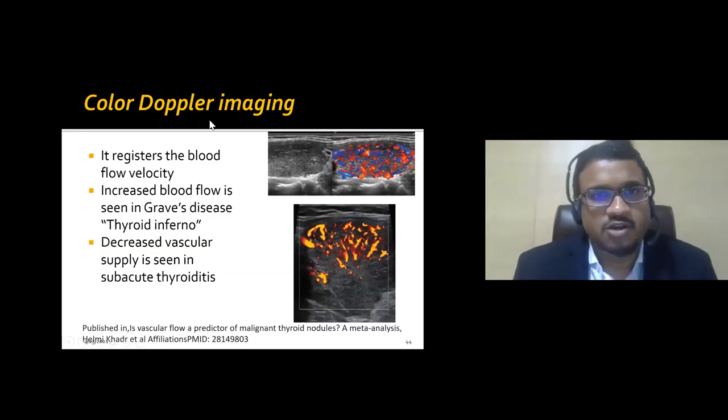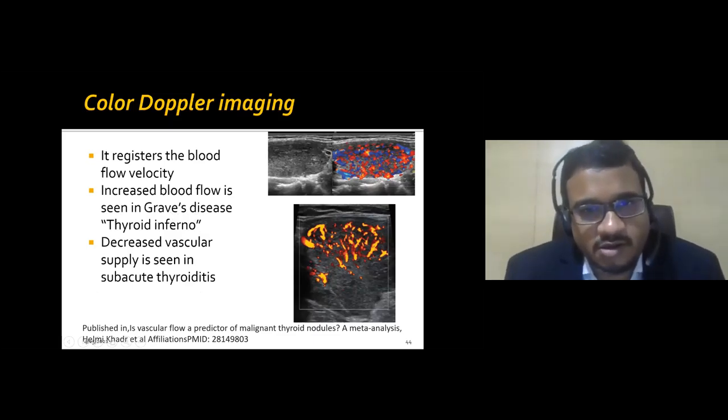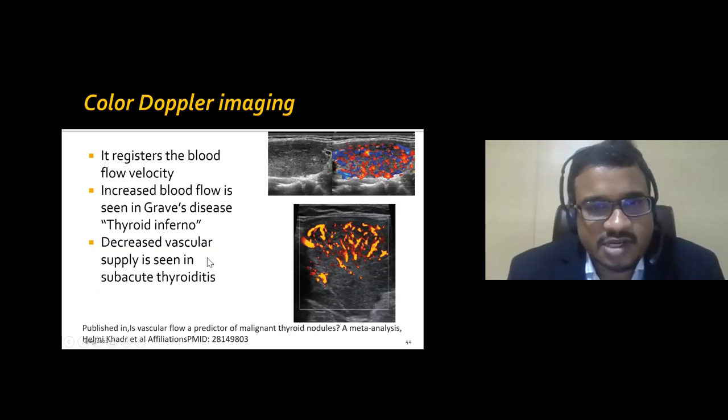Now coming to the color Doppler. Color Doppler helps us in registering the blood flow through the nodule, and it is usually increased in Graves disease like this, where the gland is diffusely hypoechoic and heterogeneous. It has increased vascular supply. Here you can see this is what is called a thyroid inferno, whereas the vascularity is decreased in subacute thyroiditis.